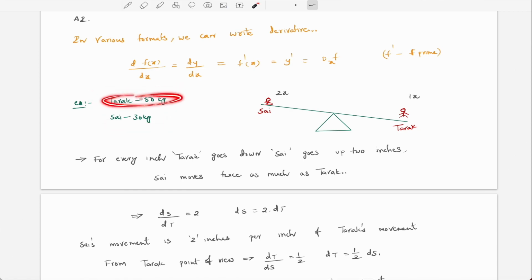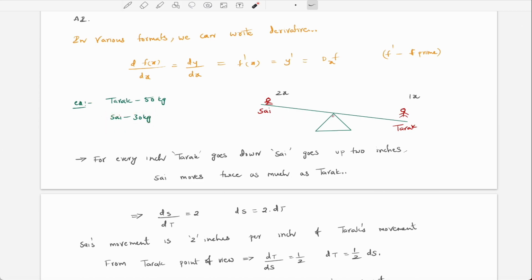After that, I just want to give a real life example. Tarak, which is me, is 50 kgs, and Sai, my friend, is 30 kgs. He's not 30 kgs, he might be in the 60s or 70s, but as of now I have written this. So Tarak is 50 kgs and Sai is 30 kgs.